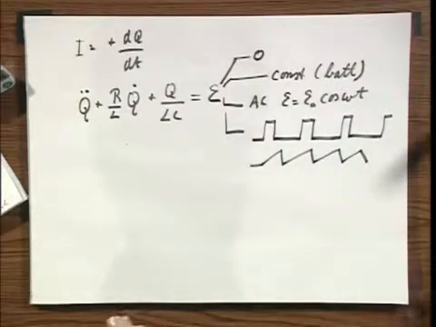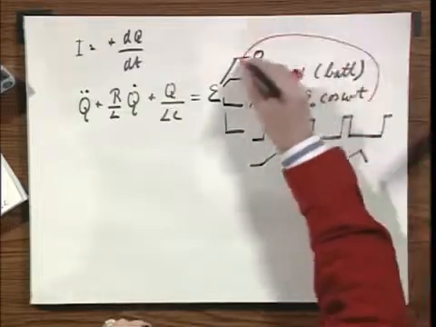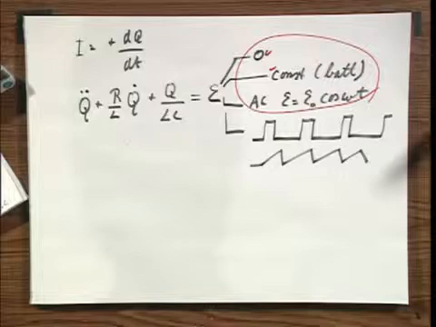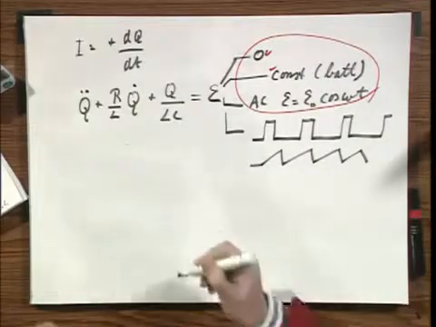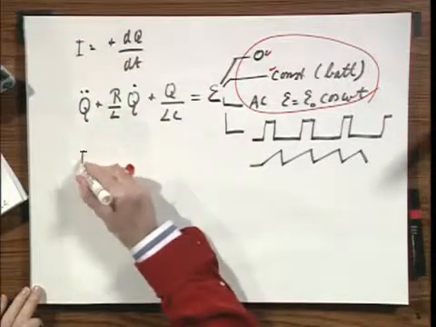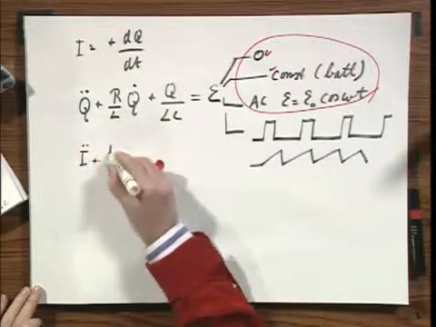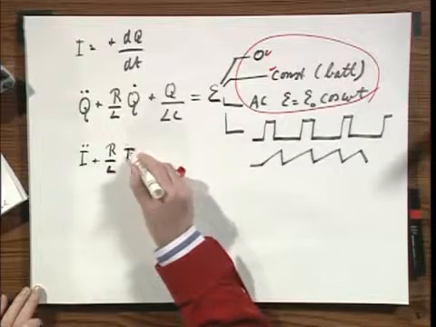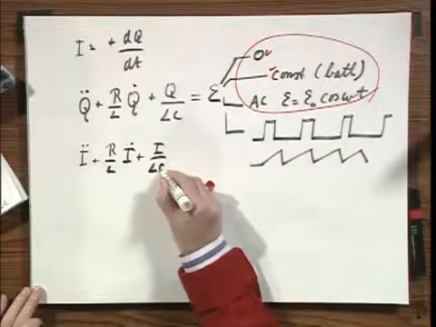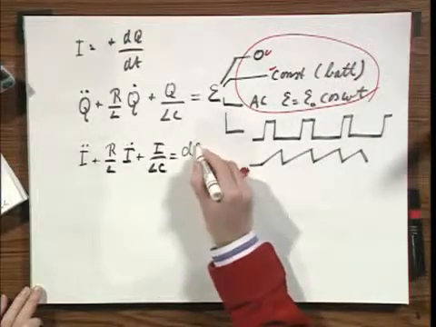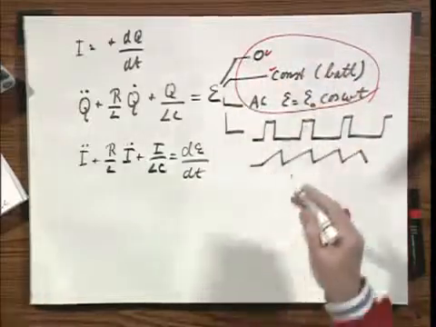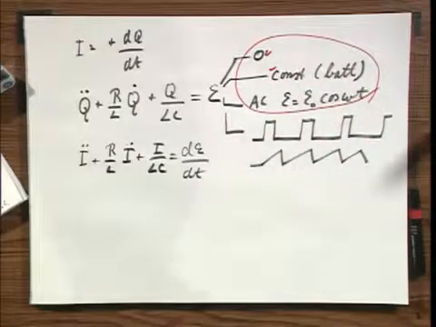We will only in 802 deal with these two, and I will first consider the first two. You can also write this one using I equals dq/dt: I double dot plus R divided by L times I dot plus I over LC equals dE/dt, the derivative of this driving voltage, so to speak.